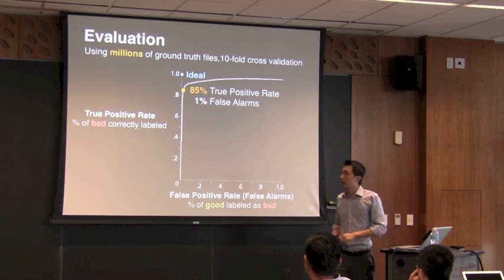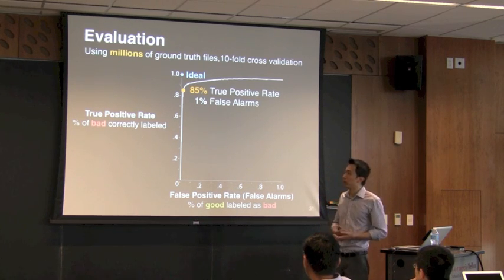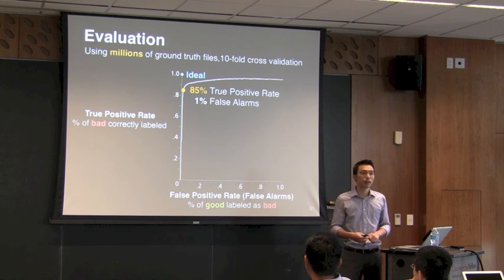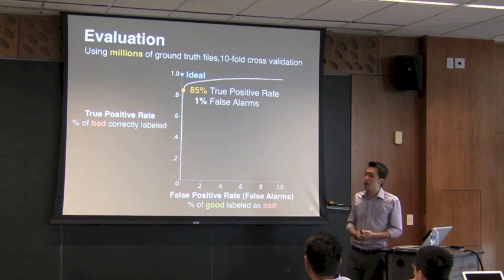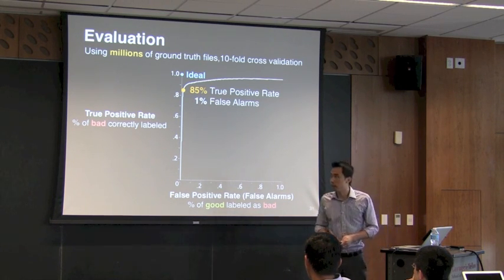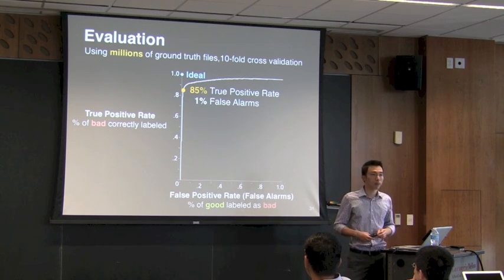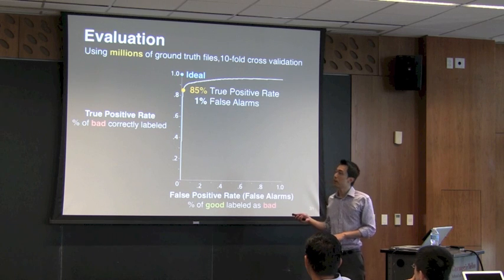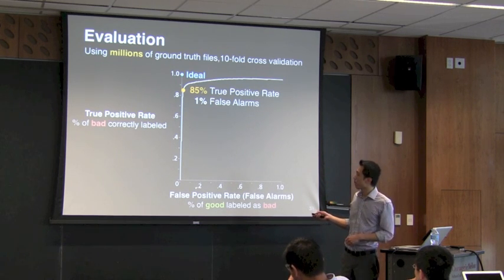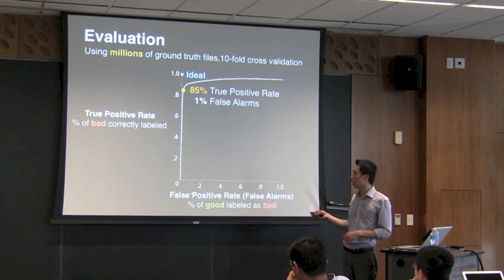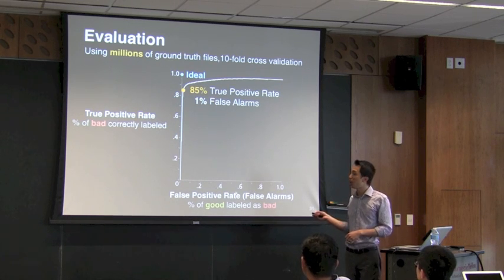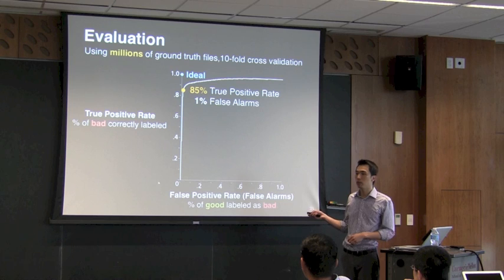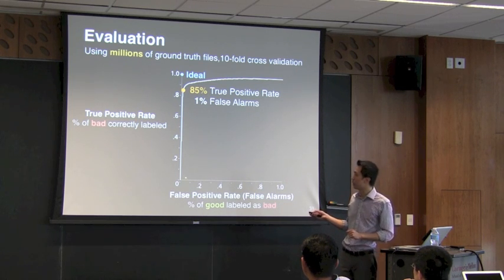We evaluated our method using real files, millions of them, and we used the standard tenfold cross-validation. That means we divided the ground truth files into 10 parts, using 9 parts for training or setting the prior reputation, and then evaluating using the remaining 1 part. The chart here shows how well Polonium does. The x-axis here is the false alarm rate, or false positive rate, meaning how many good files are wrongly labeled as bad. So ideally we want it to be close to 0, no false alarm, that would be the best.